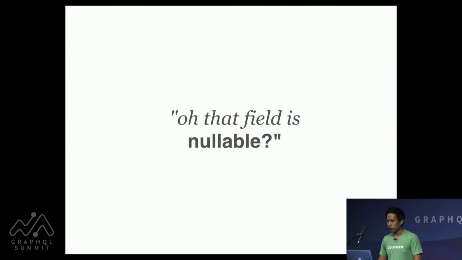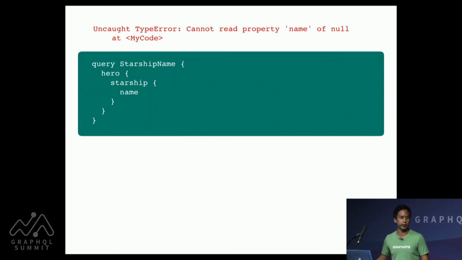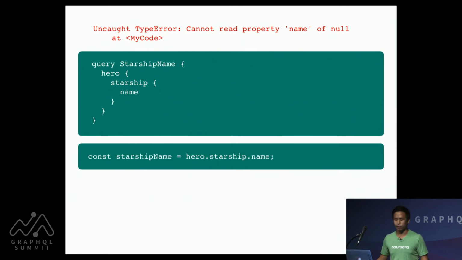So there's another thing that I wanted to go over, right? This is the "that field is nullable" problem, and this usually crops up in your applications when you get a runtime error in production that looks something like this, right? Cannot read property of something of null. And I saw this happen the first time at Coursera when someone wrote what looked like a harmless query, looked something like this, and they wrote code that looked like this, that looked very harmless.